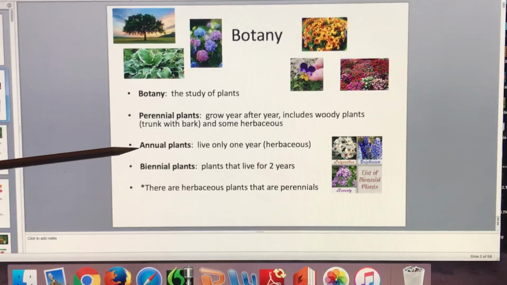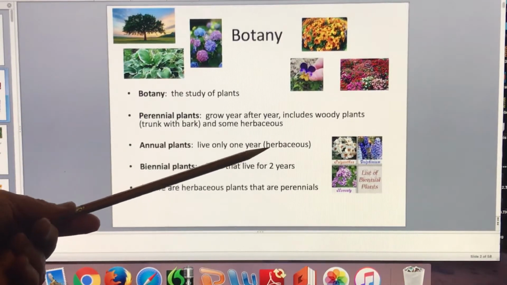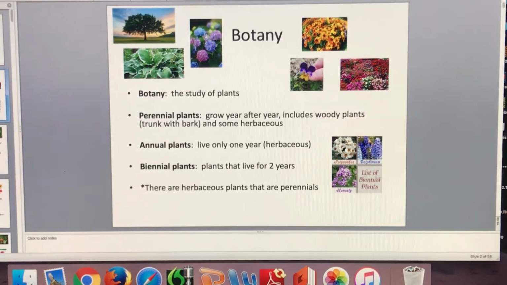These are plants that only live 1 year. Their whole life cycle is just 1 year. And this includes also some herbaceous plants. And biennial plants, those are plants that live for 2 years. And just to make a note, there are some herbaceous plants that are perennials. However, we know that all woody plants would be perennials as well.